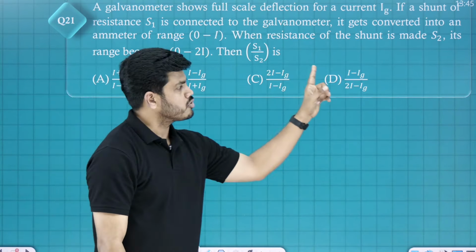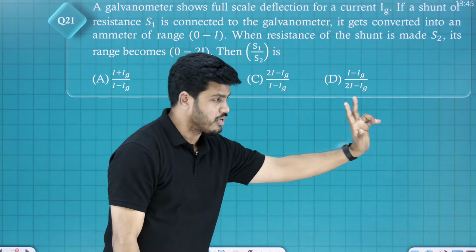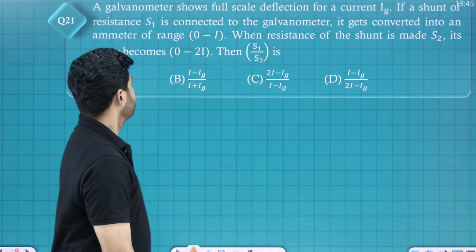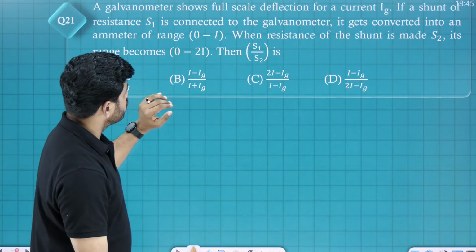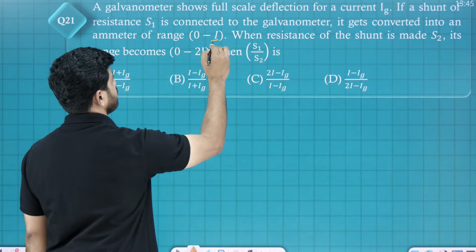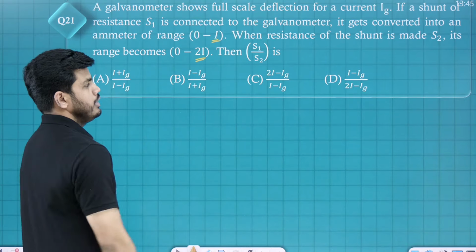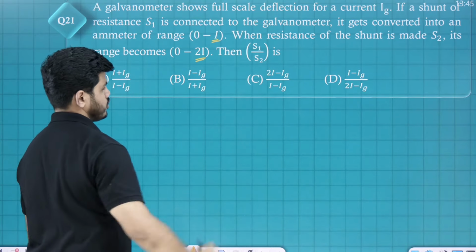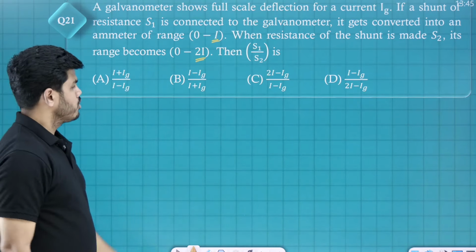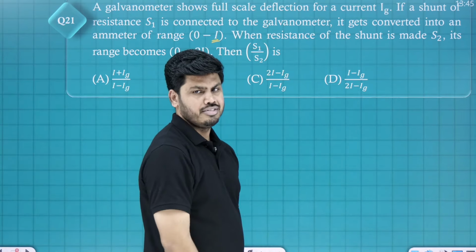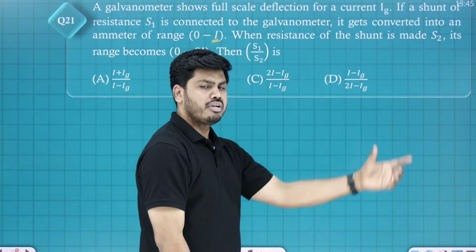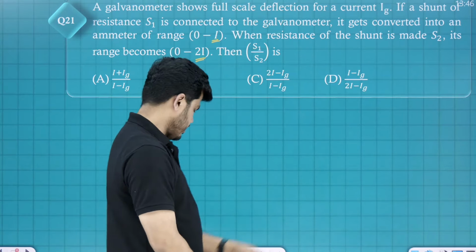When the resistance of the shunt is made S2, that is, we connect another shunt resistance, its range becomes 0 to 2I. That means the range is going to be doubled. From I, it changes to 2I. Then the ratio of S1 by S2. See, no numerical values are given, so all options are also in terms of I and Ig. So we can just go for the equation of the shunt resistance. That will give you the final answer.